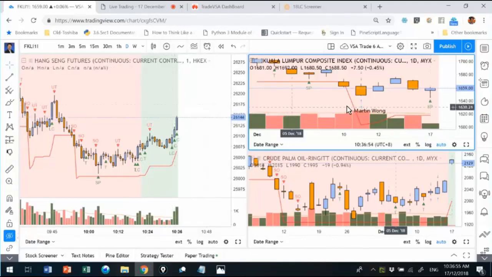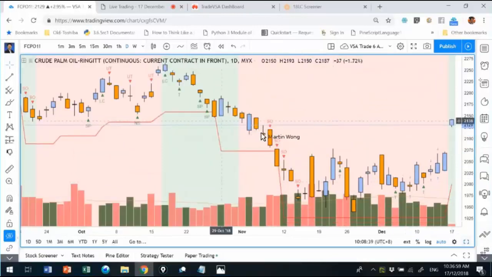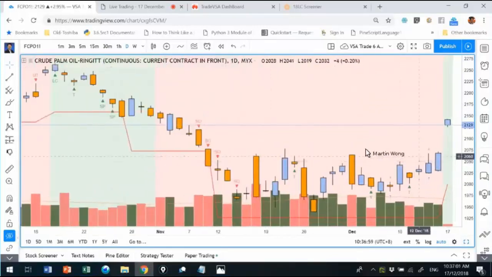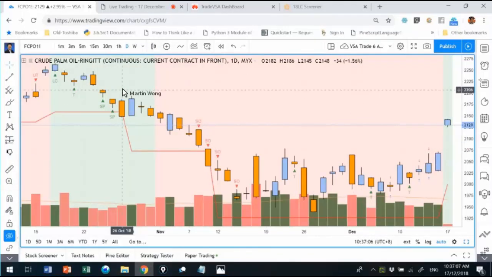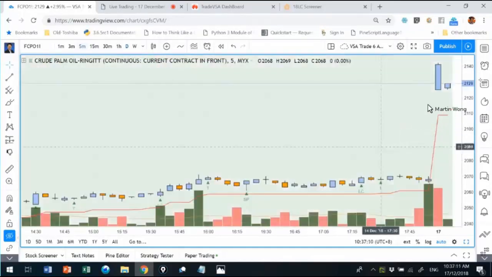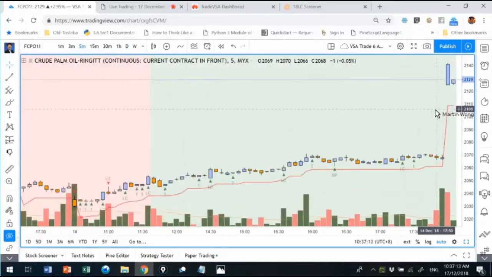Okay, let's look at FKLI futures now. This is a daily chart. I'm just going to blow it up. And this one, no, this is crude palm oil. Oh, today is the 27th because it is a rollover day. All right, this is a 5-minute chart. They already opened too. Gaps up. Very hard to trade when it gaps up.